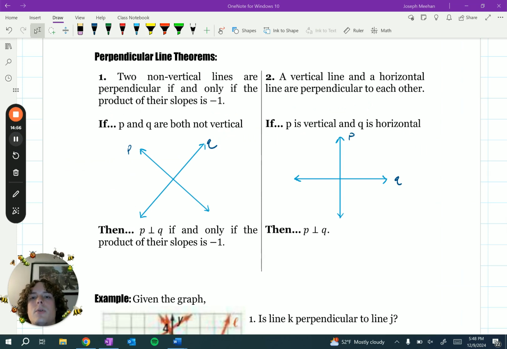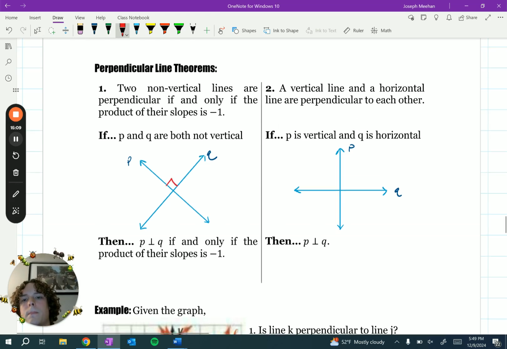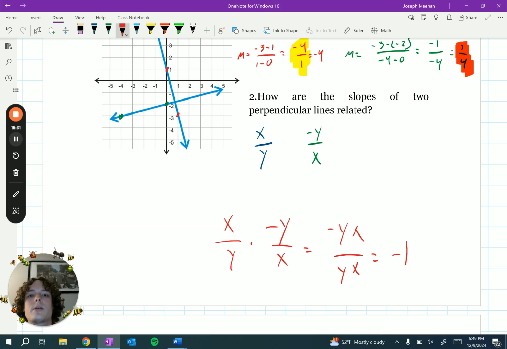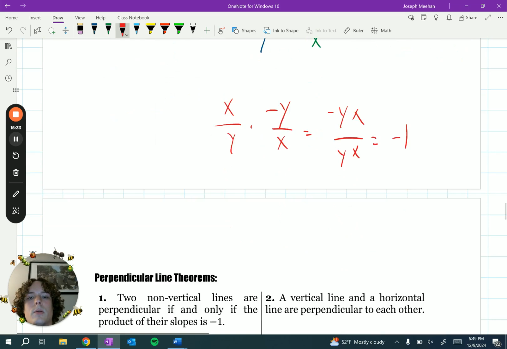So, the perpendicular line theorem. It says two non-vertical lines are perpendicular if and only if the product of their slopes is -1. So if P and Q are both not vertical, then P is perpendicular to Q if and only if the product of their slopes is -1. And you may be thinking, wow, that's coming out of nowhere. It's really not, though, because if you look at the two slopes that we just found for perpendicular lines, if you did x over y times -y over x, you would get -yx over yx, which is -1. So the product of two perpendicular line slopes is -1.